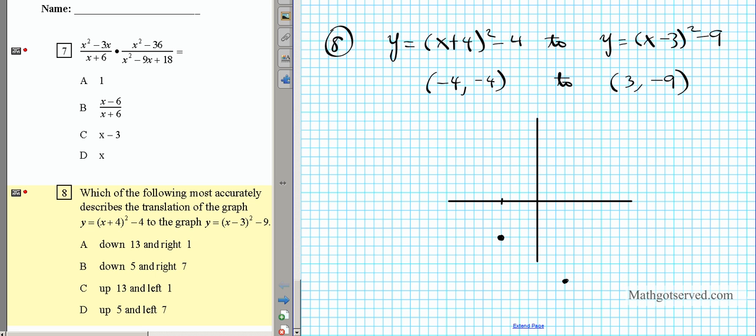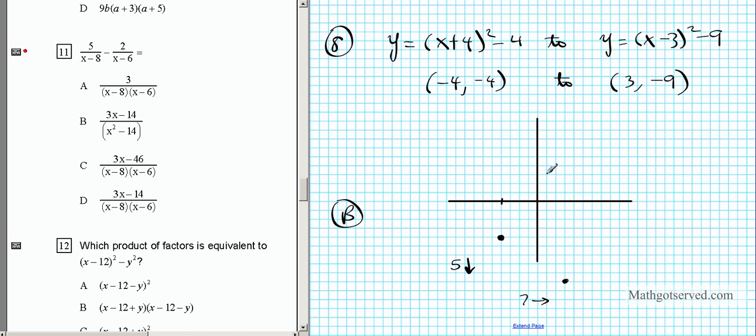If you do the count, you go down 1, 2, 3, 4, 5. So 5 units down. And then go to the right 1, 2, 3, 4, 5, 6, 7. 7 units to the right. Okay, so 5 down, 7 to the right. The correct answer is option B. All right, let's move on to question number 11.